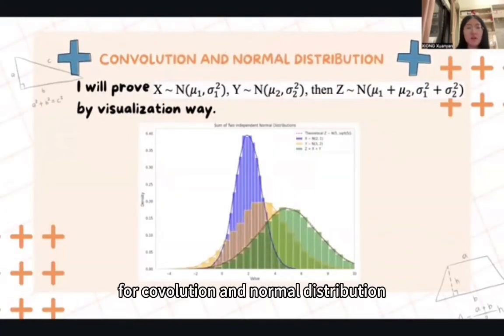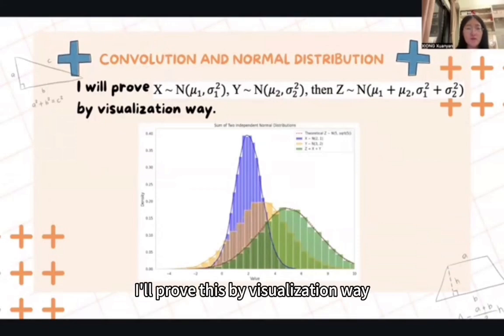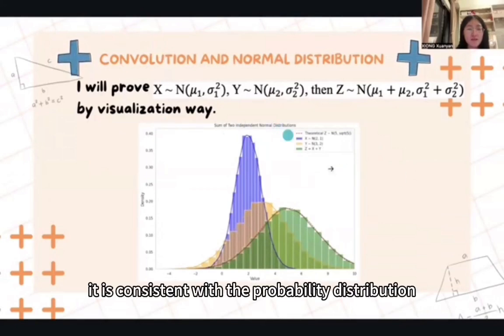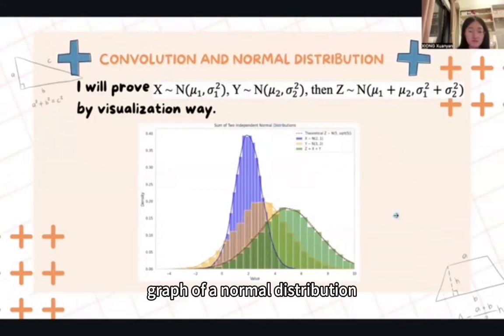For convolution and normal distribution, I'll prove this by visualization. We set z equal to x plus y. We can find that it is consistent with the probability distribution graph of a normal distribution.